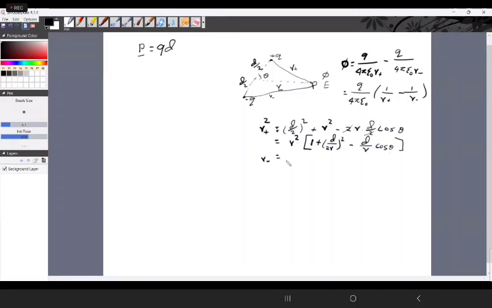Similarly, can you please write down the answer for r minus? Please try it yourself.